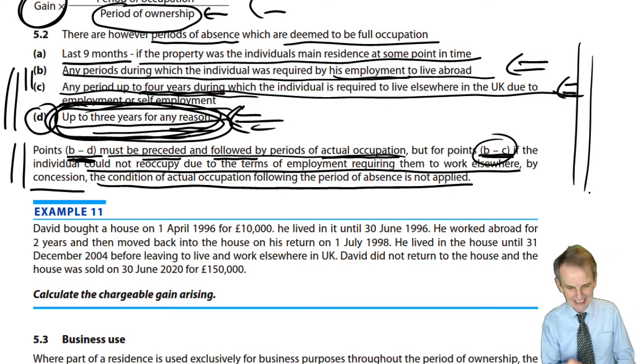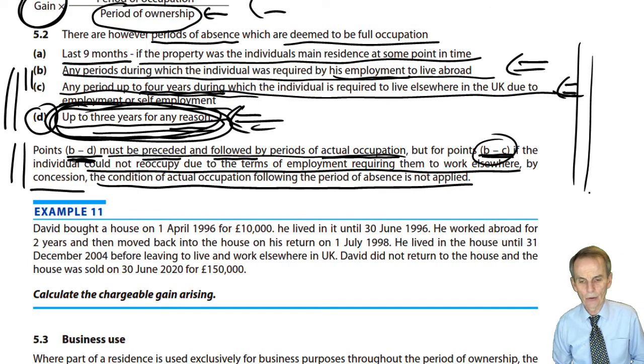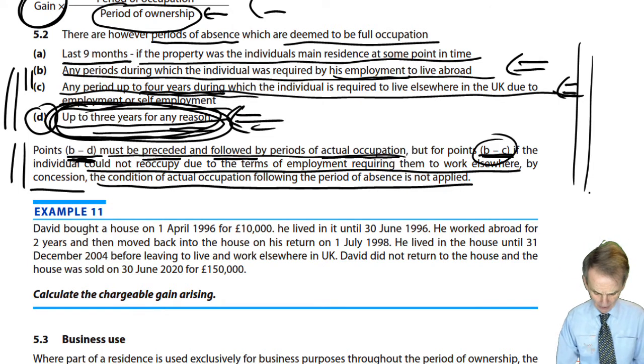So that's the bit there, these points that you're going to have to learn. And again, that concession that you do not have to leave your work either overseas or elsewhere in the UK to benefit from those periods of deemed occupation outlined, as we've seen there, in points B and C. But if you are looking to get the benefit of point D, the 3 years for any reason, then that will require some period of actual occupation following the period of absence if you are to benefit from that deemed period of occupation.